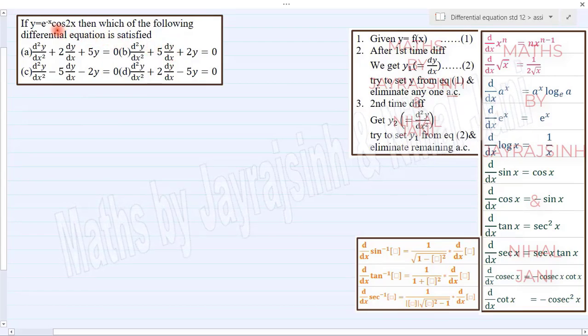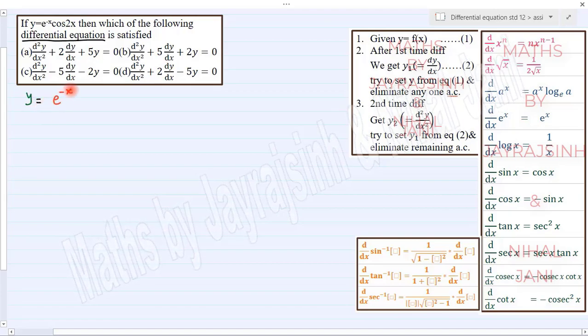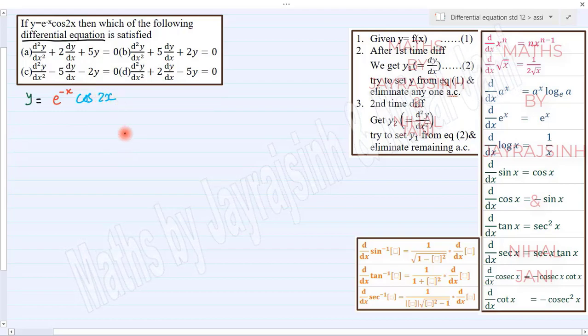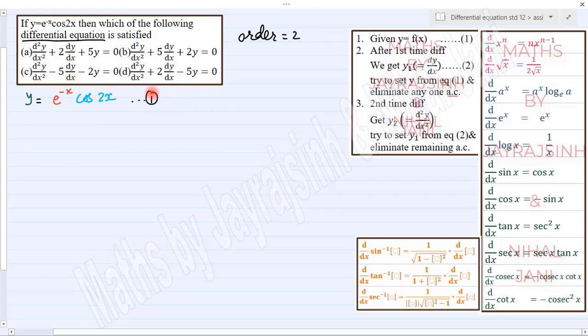In this question, we have to find a differential equation which is satisfied by y is equal to e raised to minus x into cos 2x. Now, as you can see, our differential equation is having second order. So, we have to differentiate 2 times. So, let's say this is your equation number 1 and we are ready for differentiating our equation with respect to x.